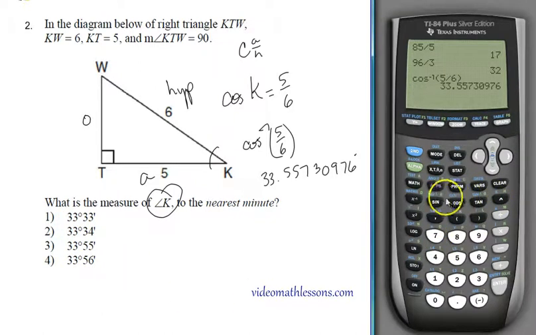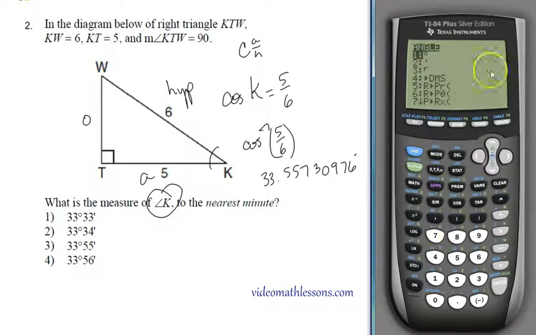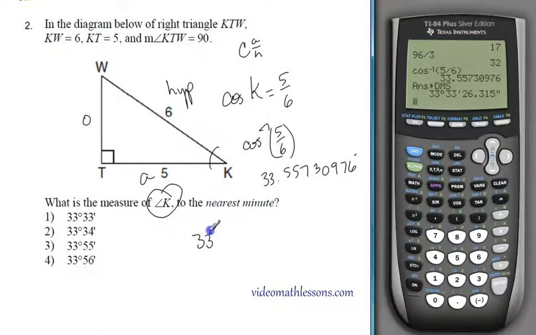Now, how do we find the nearest minute? Over the word apps, it says angle. So I'm going to press second angle, second apps. Notice choice 4, DMS, degrees, minutes, seconds. I'm just going to press 4, or you can scroll down. Now this says take your answer and turn it into degrees, minutes, seconds, and it's flashing like it didn't do it yet. So you're going to say yes, enter, and there it is: 33 degrees, 33 minutes, 26.315 seconds. These double tick marks mean seconds.